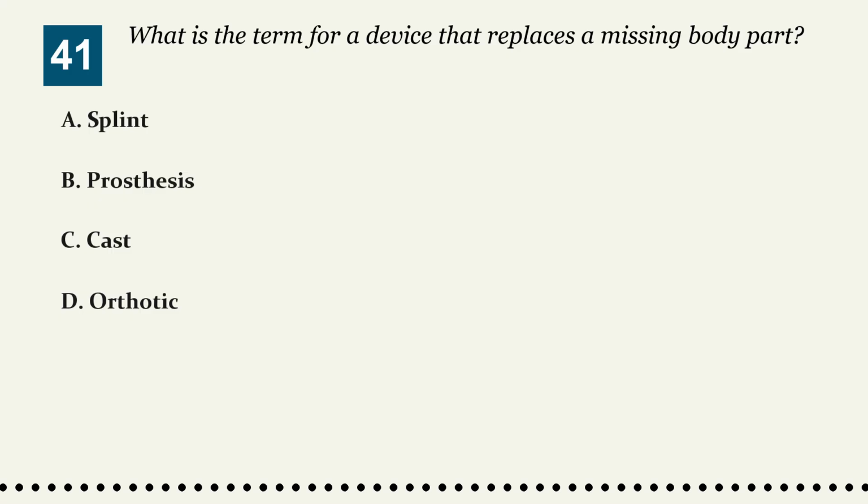Question 41. What is the term for a device that replaces a missing body part? Option A, splint. Option B, prosthesis. Option C, cast. Option D, orthotic. The correct answer is option B. Prosthesis.